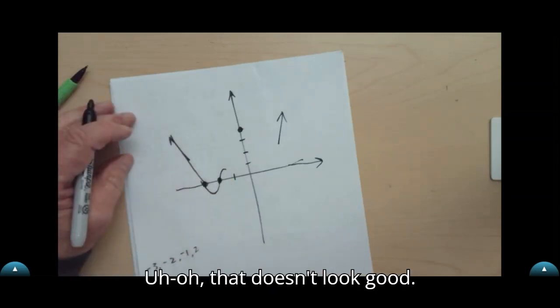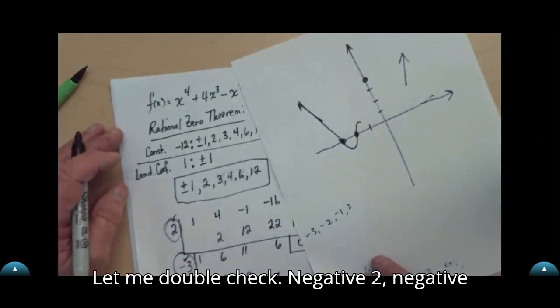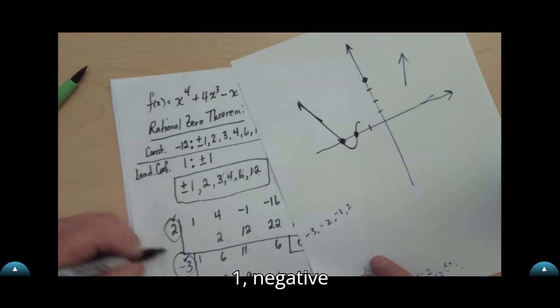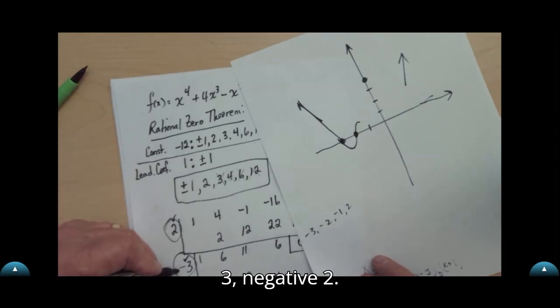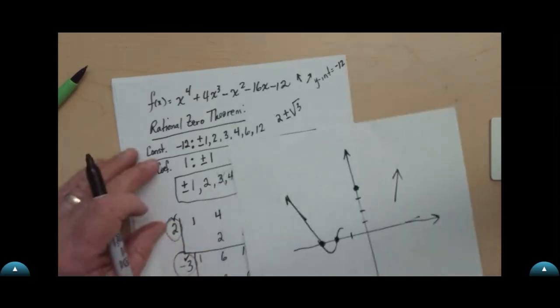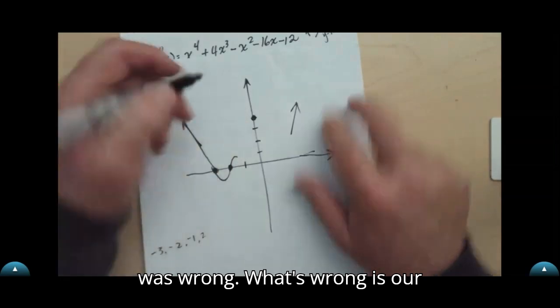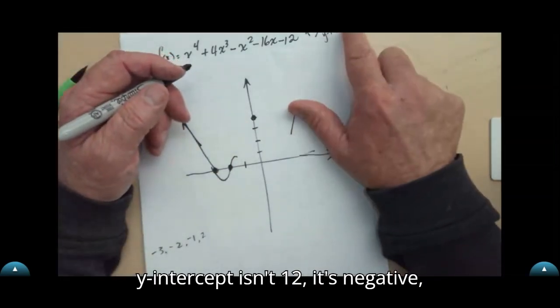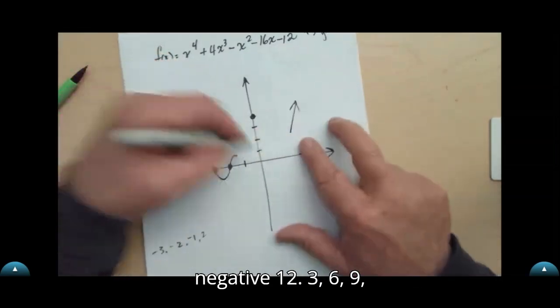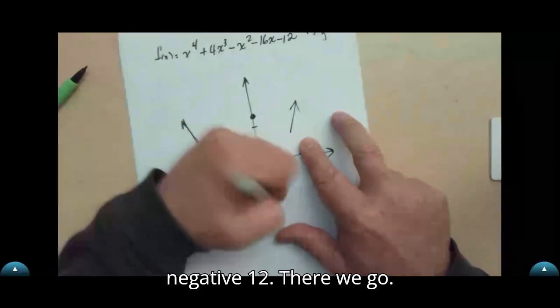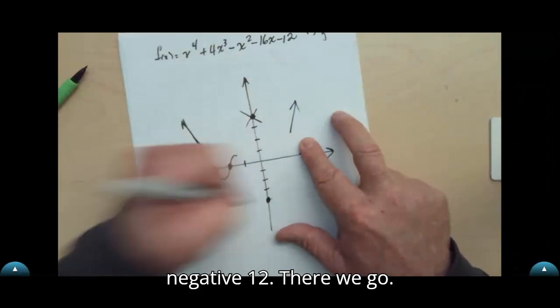Uh-oh, that doesn't look good. Let me double check. -2, -1, -3, -2. Oh, I knew something was wrong. What's wrong is our y-intercept isn't 12, it's -12. 3, 6, 9, -12. There we go.